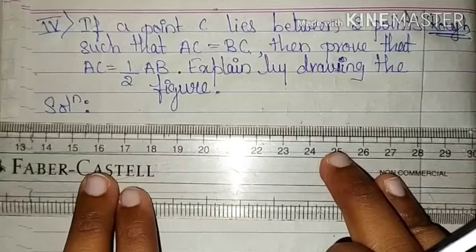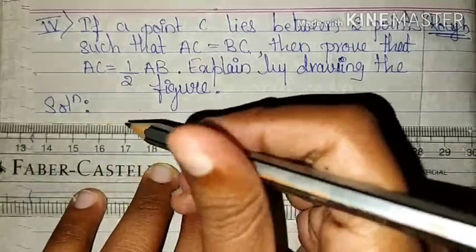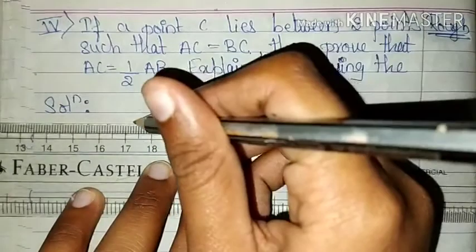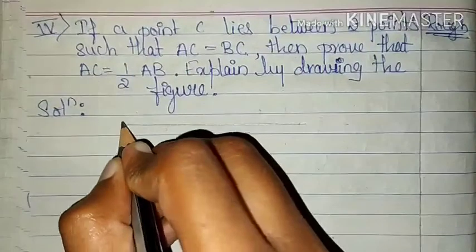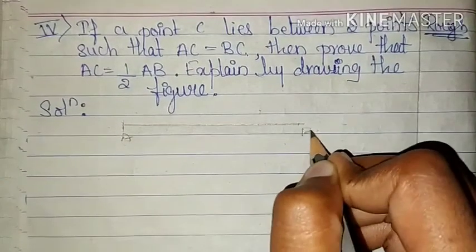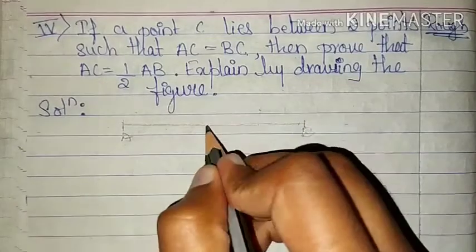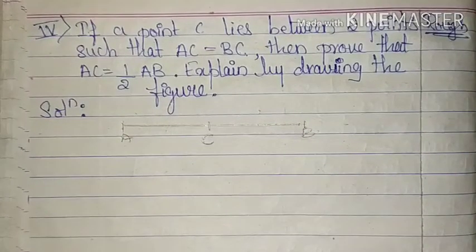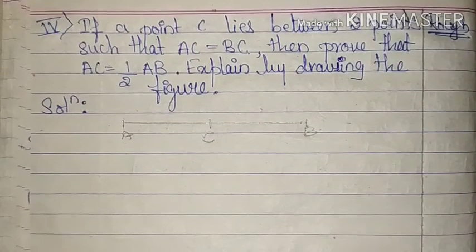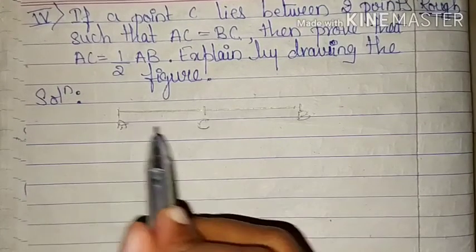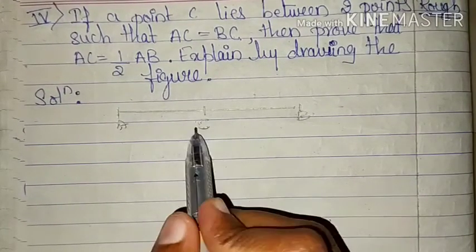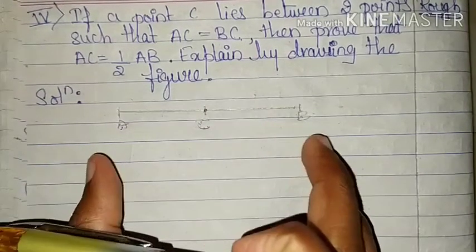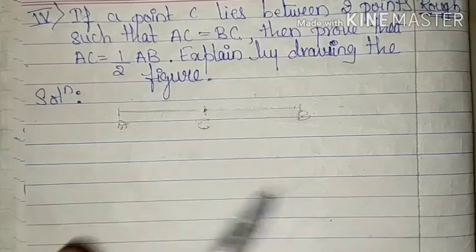Here they have given us a line segment AB. They have first given us a line segment AB and told us that C lies between A and B such that AC is equal to CB. AC is equal to BC or CB. So C is the midpoint of the line segment AB. It lies in the exact middle of the line segment.